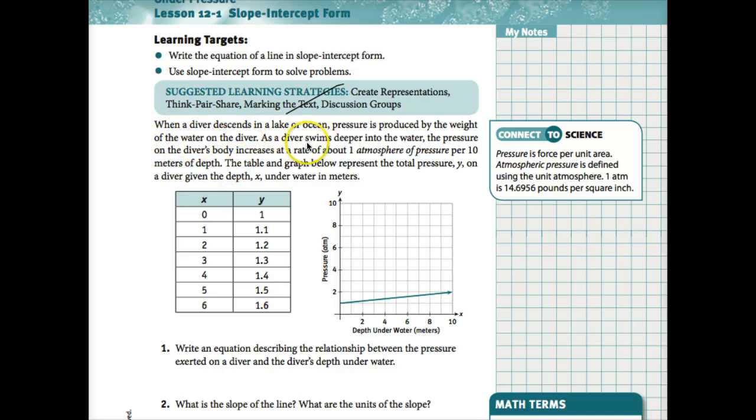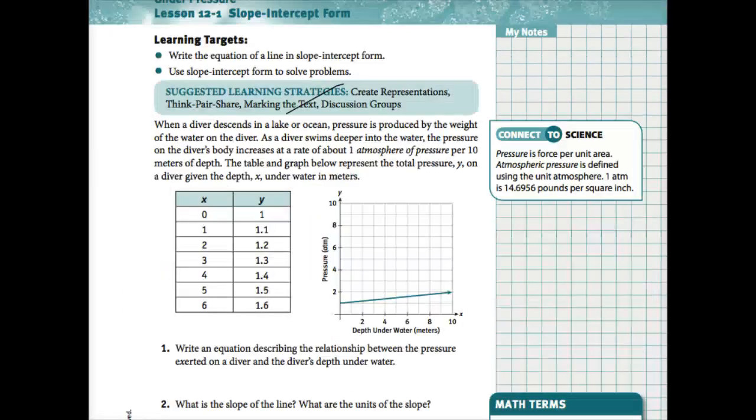When a diver descends into a lake or ocean, pressure is produced by the weight of the water on the diver. As a diver swims deeper into the water, the pressure on the diver's body increases at a rate of about 1 atmosphere of pressure per 10 meters of depth. The table and graph below represent the total pressure, y, on a diver given the depth x underwater in meters. So we've got depth under the water as our independent variable, and pressure as our dependent variable here, so we can see both the chart and the graph there.